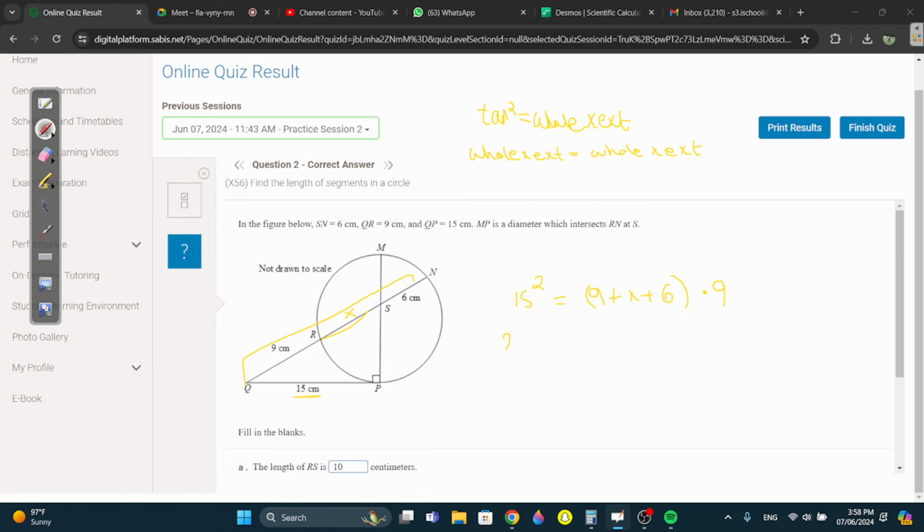We can simplify this. 15 squared is 225. 9 plus 6 plus x is 15 plus x, and you have 9 outside. You're going to get 225 equals 9 times 15, which is 135. And then 9 times x is 9x. So you're going to get 9x equals 90, so x equals 10. So RS is 10.